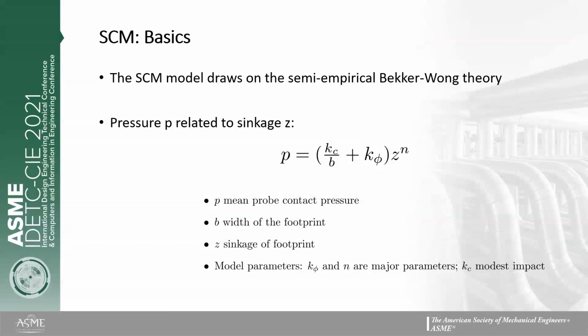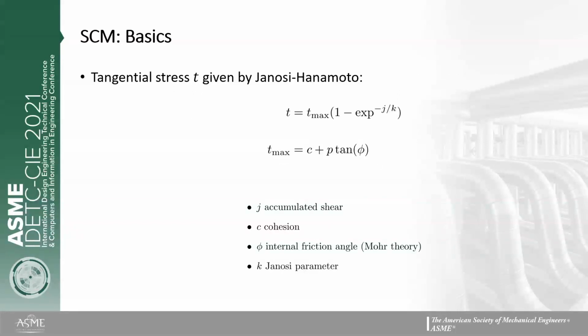Tangential stress in the SCM model is given by Janosi-Hanamoto, as shown in this equation, where j is the accumulated shear, c is cohesion, phi is the internal friction angle, and K is the Janosi parameter.